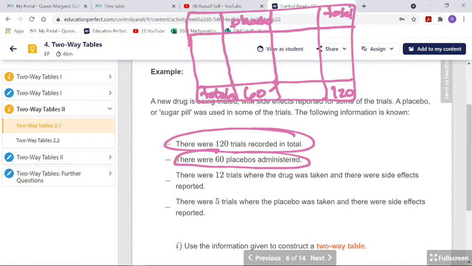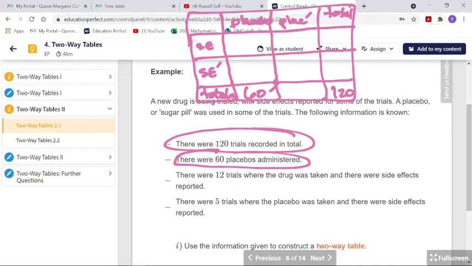There were 12 trials where the drug was taken, and there were side effects. So that gives us our other one. So we have a placebo. What's the opposite of that? Well, not placebo, right? Or drug. You could put drug or not placebo. It means the same thing. No big deal. And then we either had side effects or not side effects. Does that make sense?